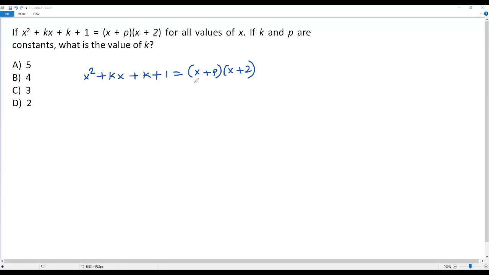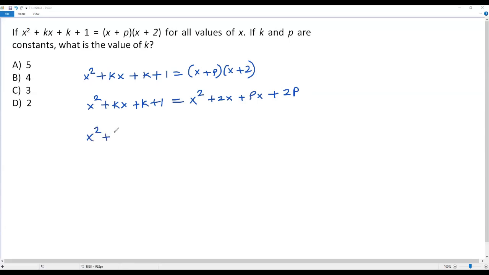Okay, now my work is to multiply these two binomials. So there are two linear expressions. Let me write the left side as x² + kx + k + 1. We can multiply these two binomials using the FOIL method. Let's multiply the first terms, x times x is x². Now the outer terms, x times 2 is 2x. Now the inner terms, p times x is px. Let's multiply the last terms, p and 2, it will be 2p.